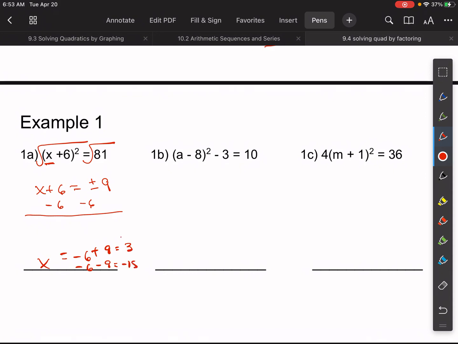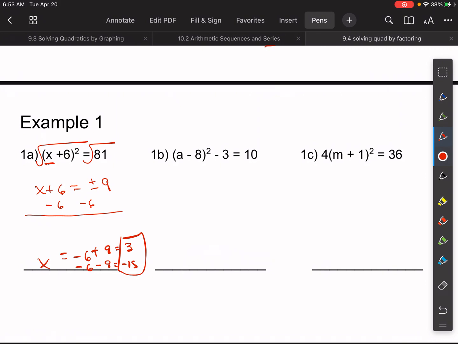Okay, so those are your two answers for example 1a. I'm going to do example 1b with you, and then I'm going to have you do example 1c. So for this piece here, I didn't really talk about this yet, but you have to have something squared on the left and then something on the right. So here, I can't just take the square root of everything because it gets messy.